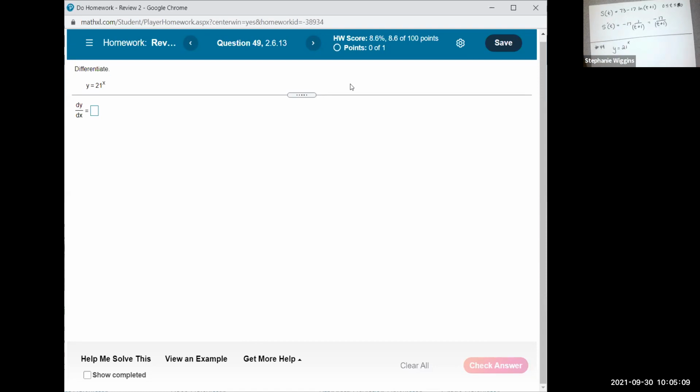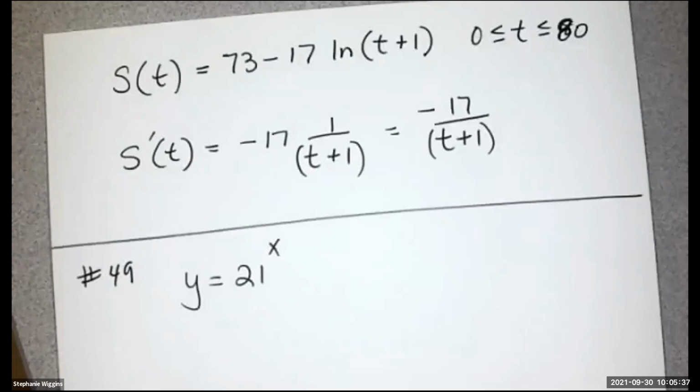So we're differentiating an exponential function, and the steps for differentiating an exponential function are, and I'm not going to take the time to write them down, I'll just say them. Step 1, you copy what you see. Step 2 is to multiply by the natural log of the base. Step 3 is to take the derivative of the exponent. In this case, the base is 21. So let me just quickly show you how to do that.